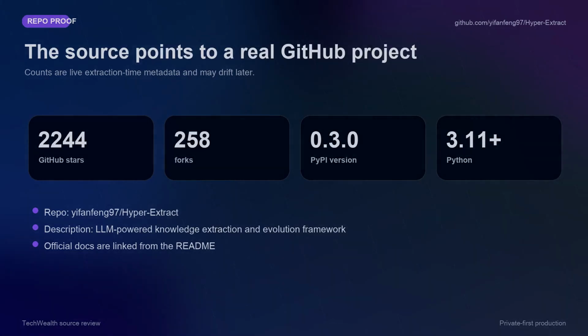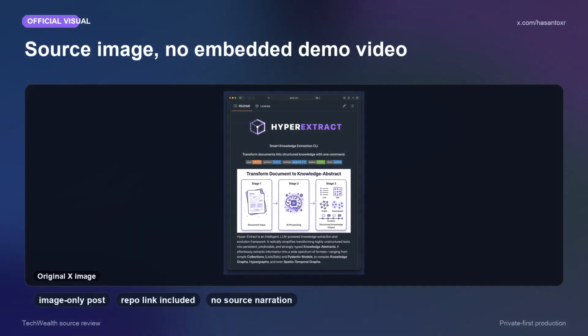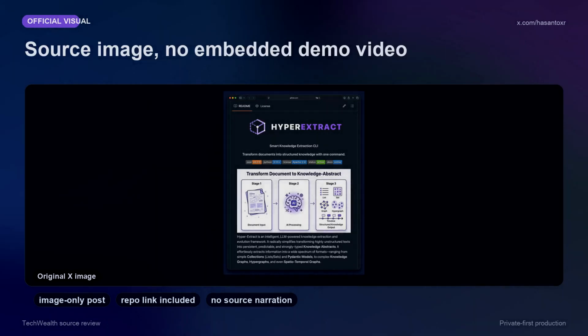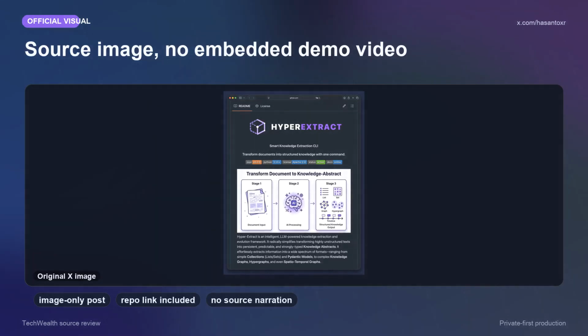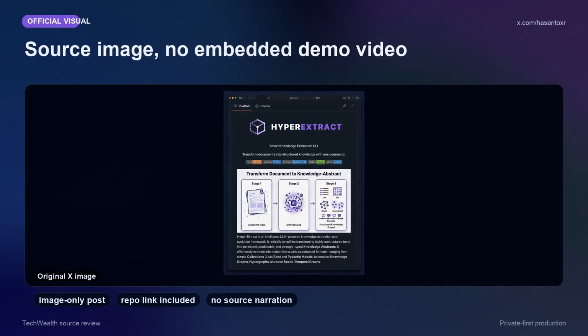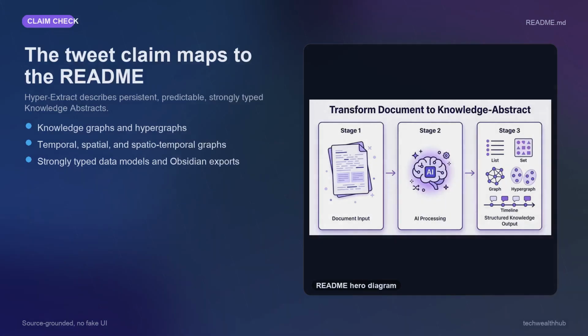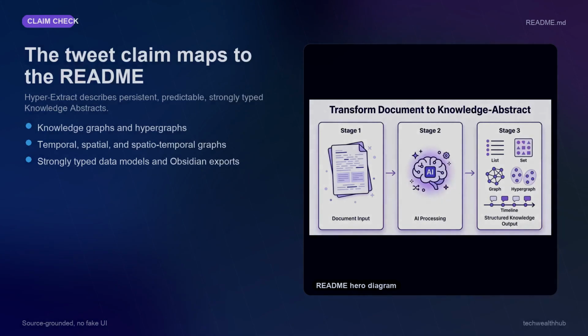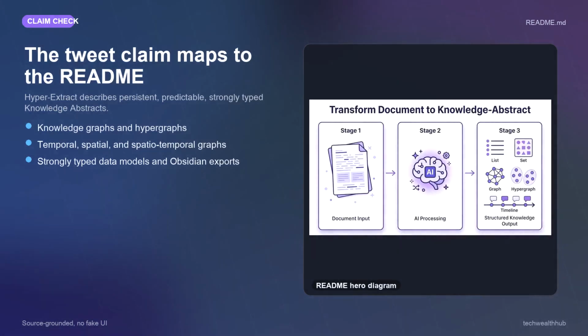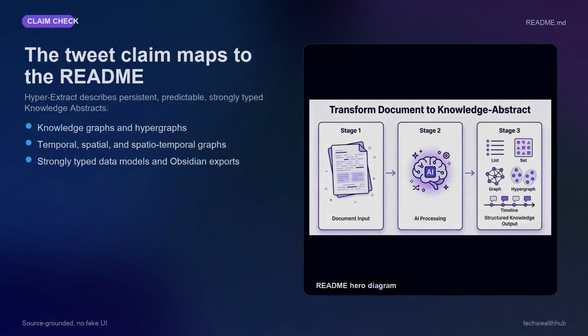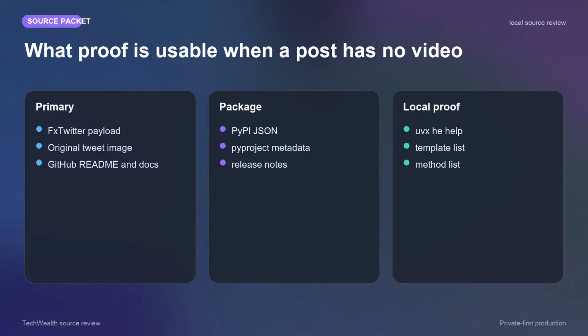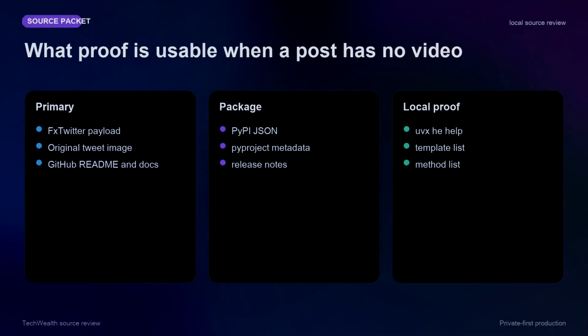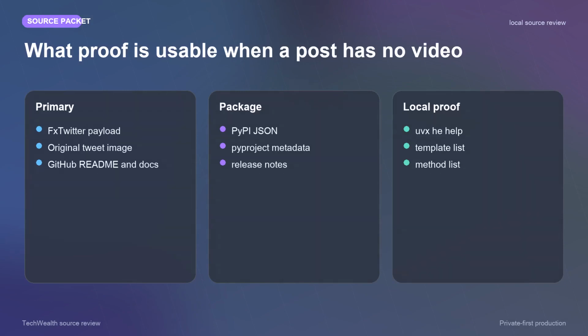Now the actual source today is Hassan Tour's post about HyperExtract, a repo that claims one command can turn messy documents into structured knowledge instead of loose chunks. The post is image only, so there is no demo video or human narration to preserve. The useful proof is the tweet text, the GitHub repository, the official docs, the package metadata, and a local CLI smoke check. Hassan's claim is specific.